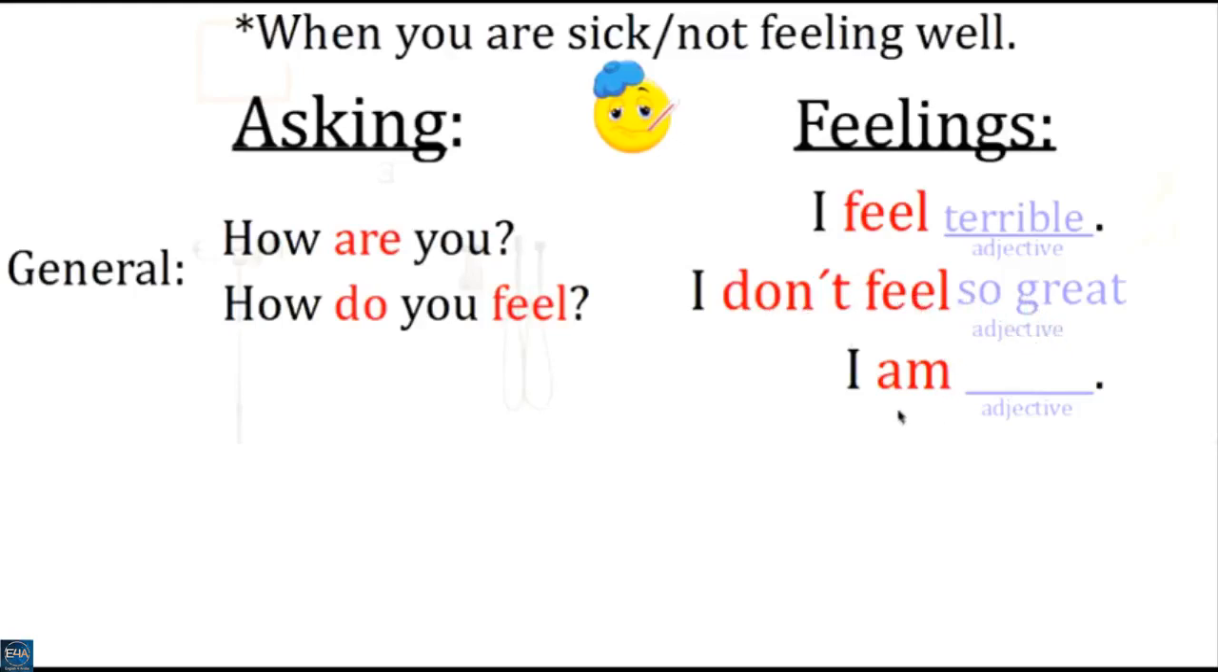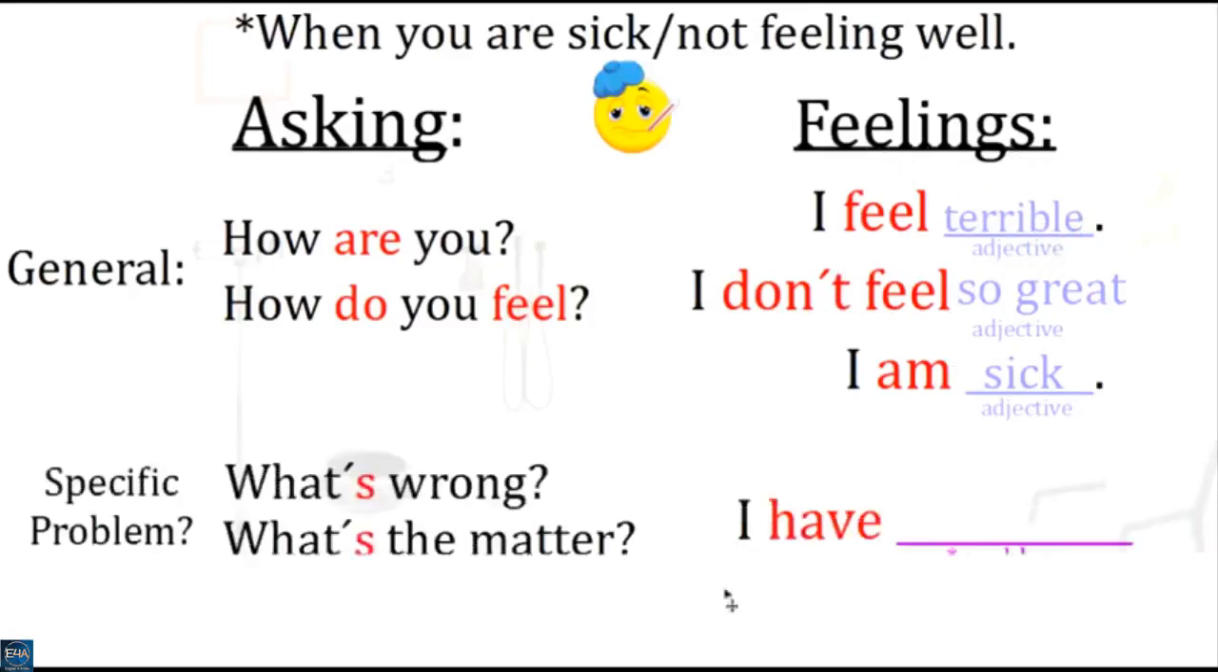We can also use the verb be. For example, I am sick. So we use the verbs feel, or I don't feel, or the verb be, and the adjective to describe our feelings. Very good.